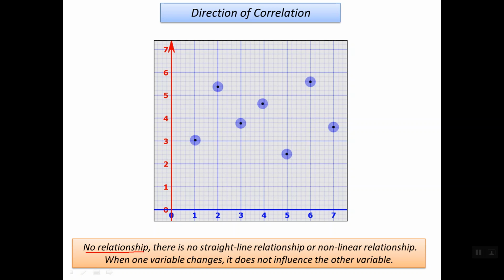No relationship simply means that we can't have a straight line relationship, like what we have in a positive or negative relationship, or sometimes in a linear relationship. I'll talk about it in detail in the next presentation. No relationship occurs when one variable changes and it does not influence the other variable. So we don't have any relationship between the two variables in this case.